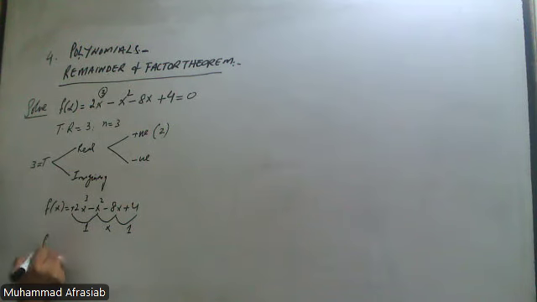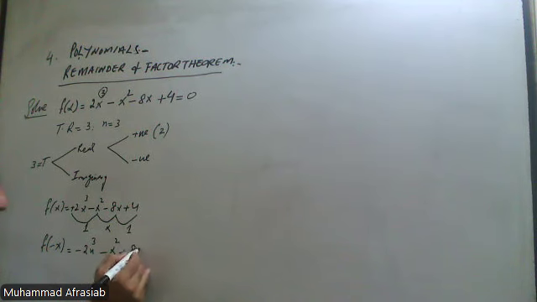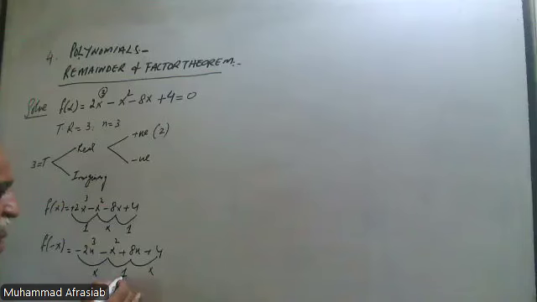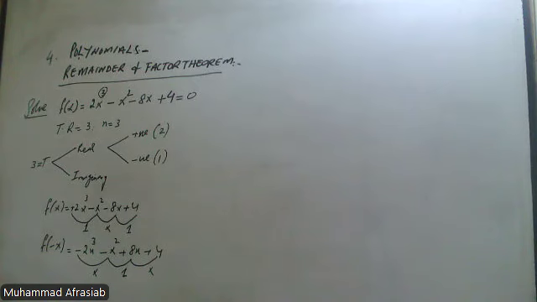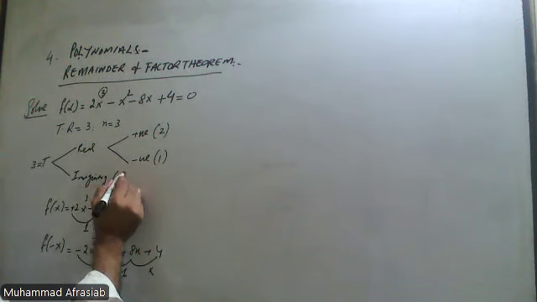Now we will use it for f of minus x. This equation will become minus 2x cube minus x square plus 8x plus 4. You just replace x with minus x there. Now there is no change in the sign, there is one change in the sign, and there is no change in the sign. So there is one real root which is negative. Since the total roots are 3, there is no imaginary root.